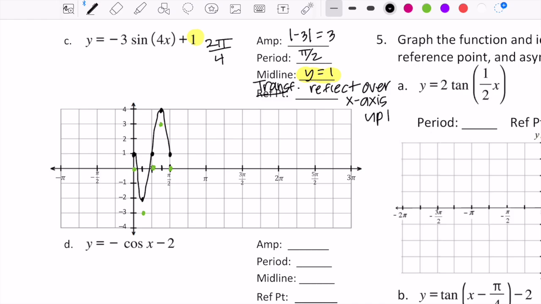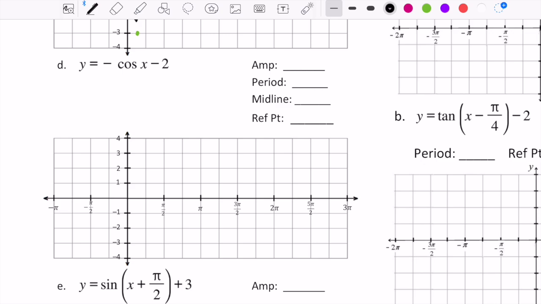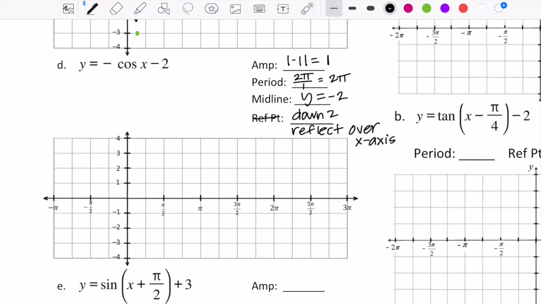Okay, next one. Amplitude is going to be 1. I see a down 2, which means my midline is going to be -2. And then I also see reflect over x-axis. So it really matters your starting point. And for cosine, it's going to start at the amplitude. This is 2 pi divided by the number before x, which is just a 1, so this is 2 pi. Okay, so I go to 2 pi, cut it in half, and then cut each of those halves in half.